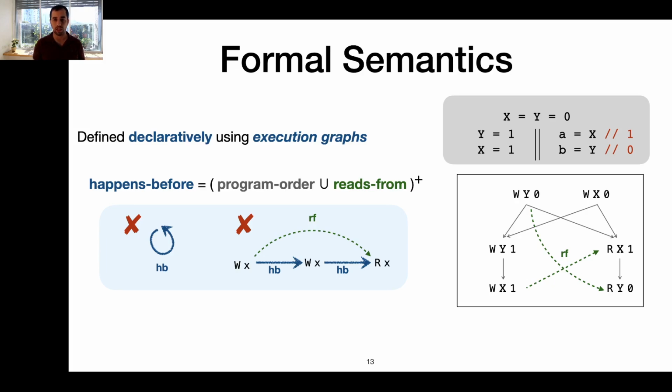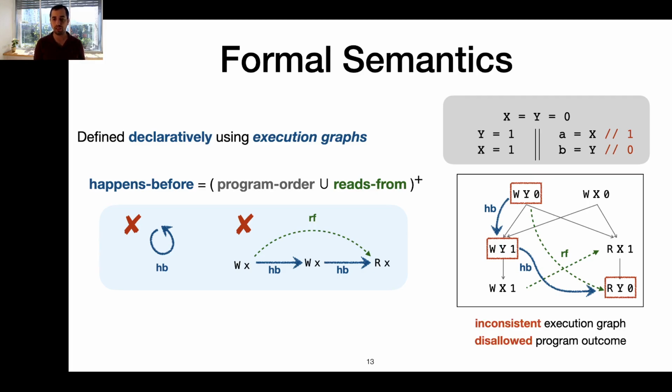We say in this case that the read is aware of the second write because of this happens before path, but the second write has overwritten the first one. This condition is violated in our graph. We have a read, which is aware of a write here via this path, but it reads from a write that is earlier than this write in happens before. So we say that this execution is inconsistent and the behavior as we wanted is disallowed.